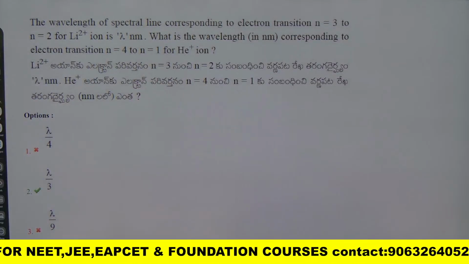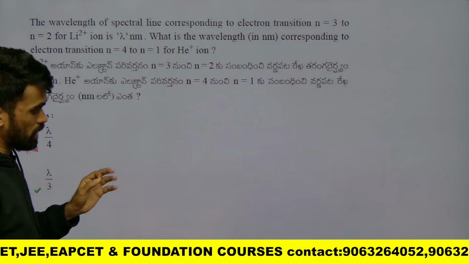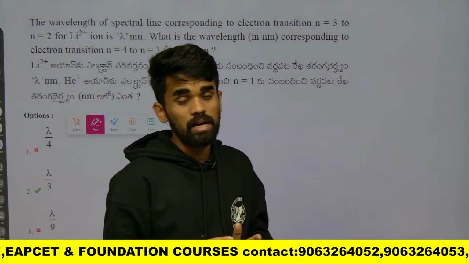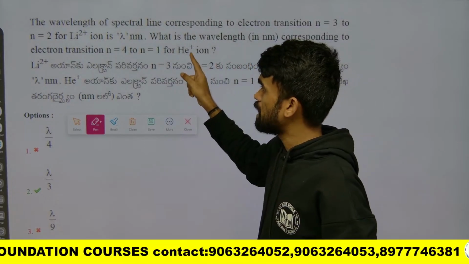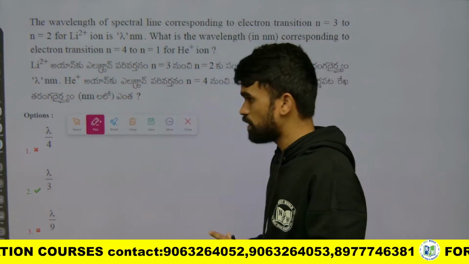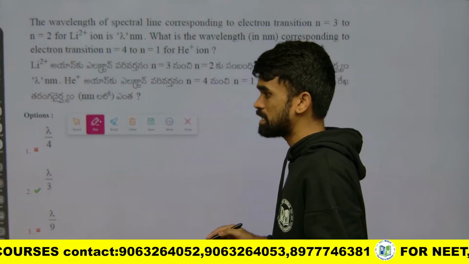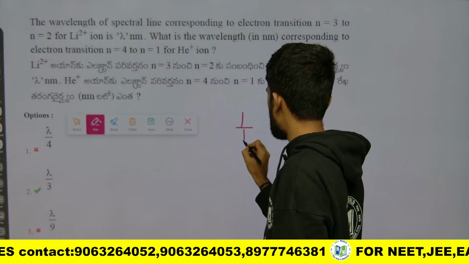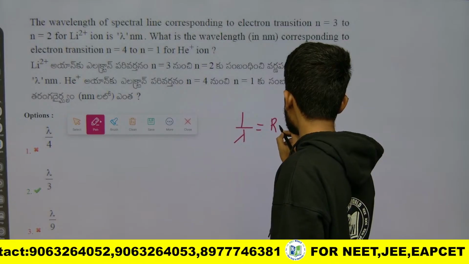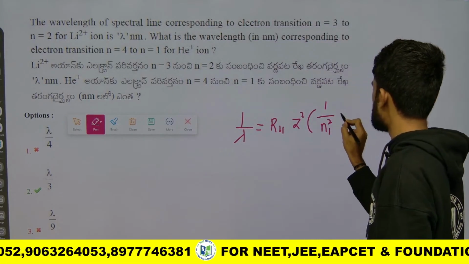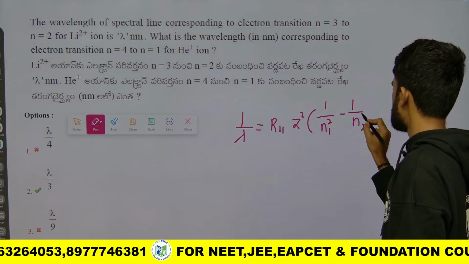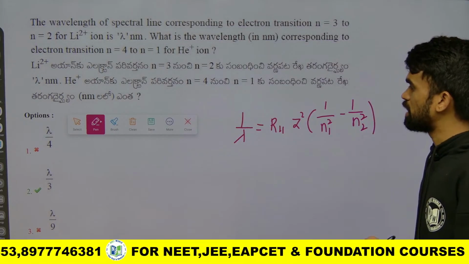So how can we approach this question? We need to know the relation between these n values, the atomic number and the wavelength. We have one relation from Rydberg's formula: 1 by lambda equals RH Z square into (1 by n1 square minus 1 by n2 square). You can use this formula and you will get the answer.